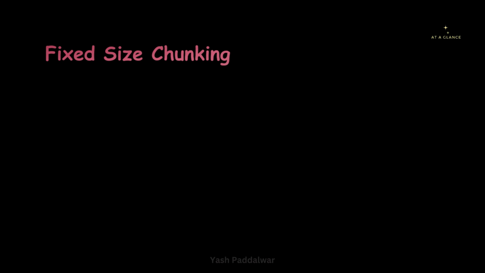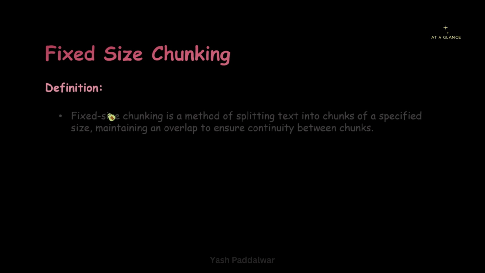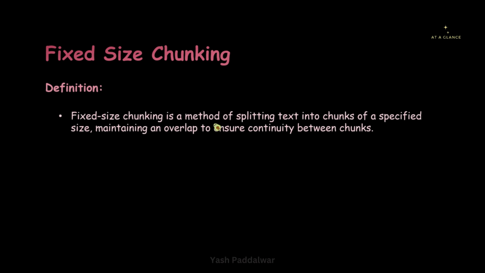Fixed size chunking. Now the name itself tells fixed size. The chunks that will be created will be of fixed size. Now let's have a look at the official definition of fixed size chunking. By the definition, fixed size chunking is a method of splitting the text into chunks of a specified size. That means a fixed size that will be specified by the user, maintaining an overlap to ensure the continuity between the chunks.